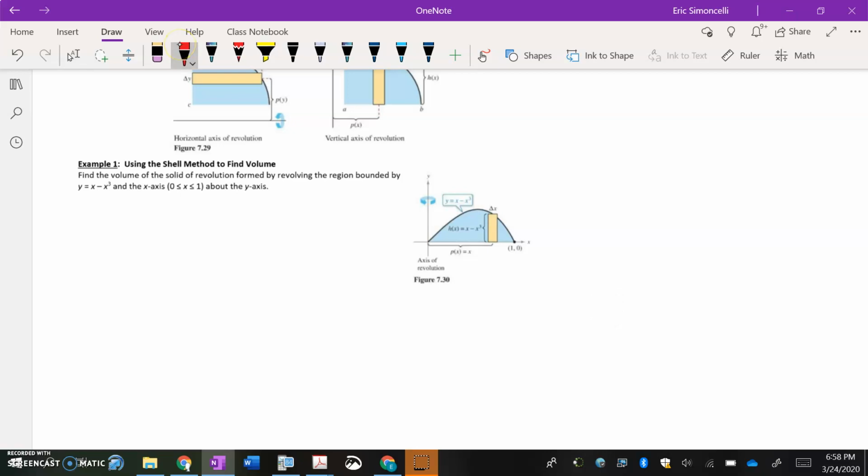Find the volume of the solid of revolution formed by revolving the region bounded by y equals x minus x cubed and the x-axis, such that x is between 0 and 1, about the y-axis.